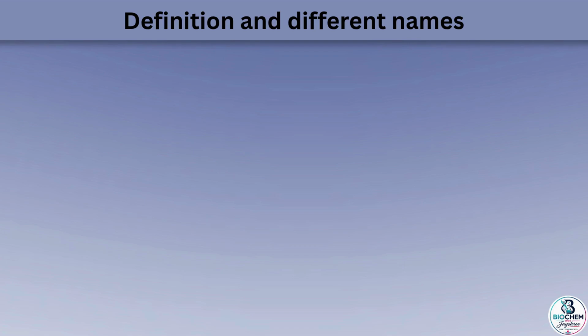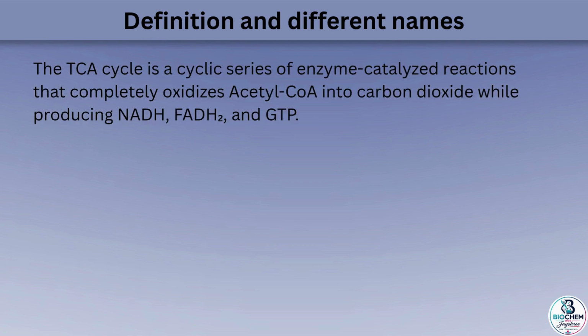The TCA cycle is a cyclic series of enzyme catalyzed reactions that completely oxidizes acetyl-CoA into carbon dioxide while producing NADH, FADH₂ and GTP. Now it has three different names. And what are they? First is TCA cycle because the first stable product is citrate, which has 3 carboxylic groups in it. That's why it is known as tricarboxylic acid cycle.